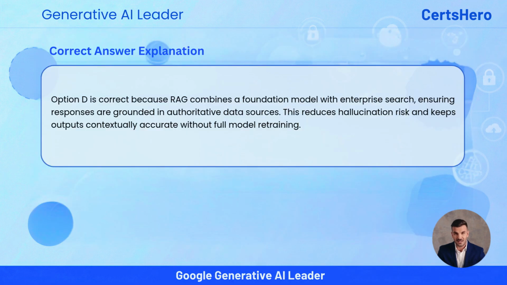Option A is correct, because explainability and auditability are core components of responsible AI in regulated industries. Logging interactions and preserving traceable source attribution ensures compliance with financial regulations and internal governance standards.